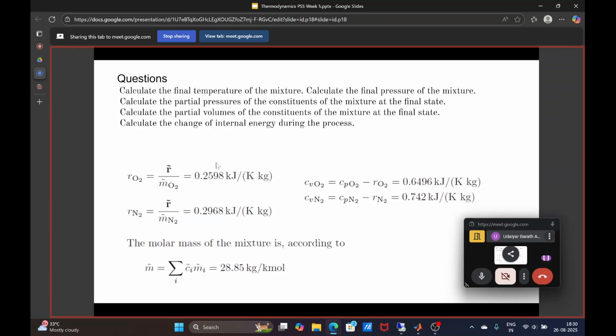So to start, we'll first find out the gas constants of each of the gases. So for oxygen, we know the molar mass and we know the universal gas constant. So R is the universal gas constant divided by the molar mass. So that comes out to be 0.2598 kilojoule per kg Kelvin. Similarly, for nitrogen, R is the universal gas constant divided by the molar mass of nitrogen. So it comes out to be 0.2968 kilojoule per kg Kelvin.